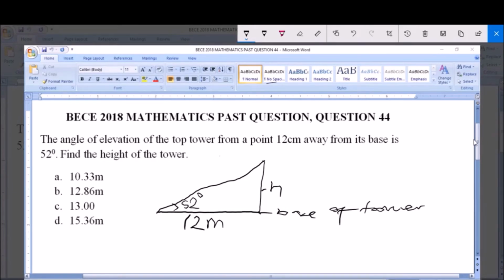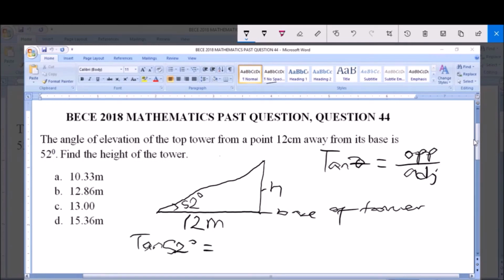Now applying trigonometry here, this is the opposite and here is the adjacent to this angle. So therefore the suitable trigonometry to apply here is the tan, because tan theta is equal to opposite all over adjacent, and we have our opposite here to be the H, and the adjacent to be the 12 meters, and our theta is 52 degrees. So we say tan 52 degrees is equal to H, the opposite, over adjacent, which is 12.